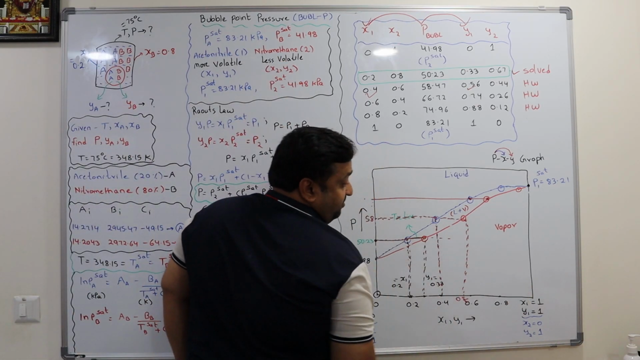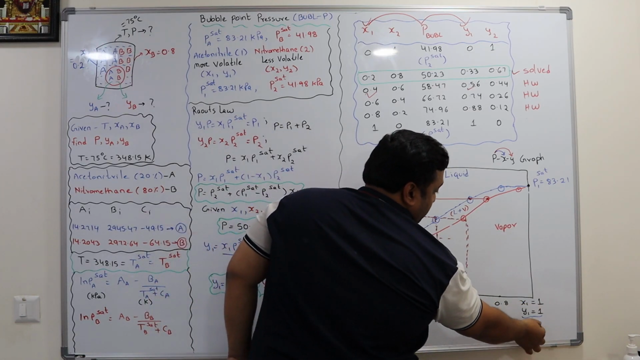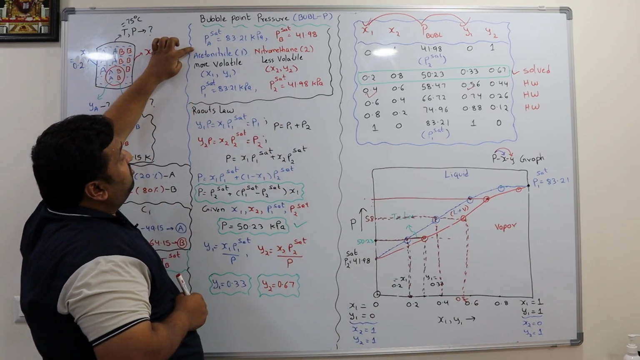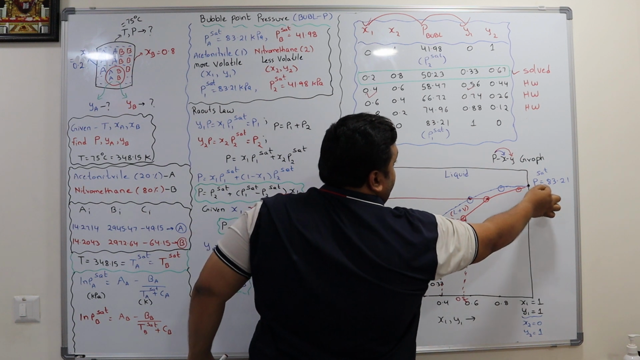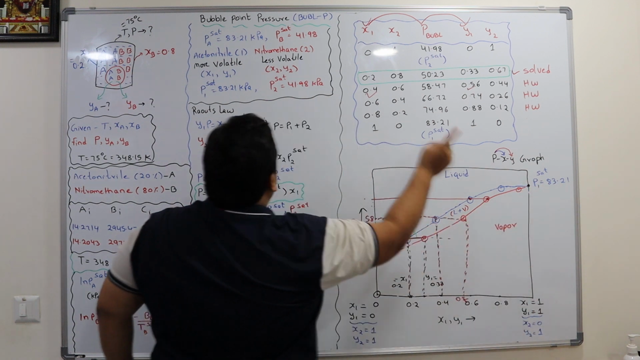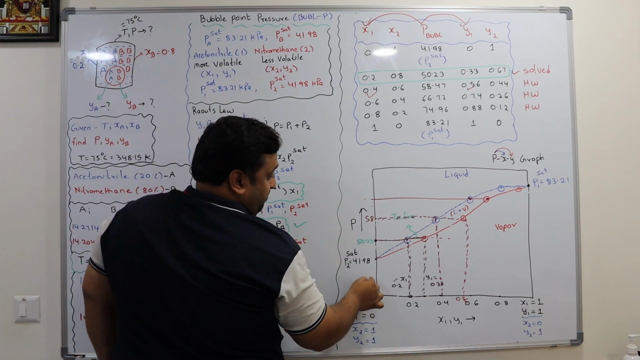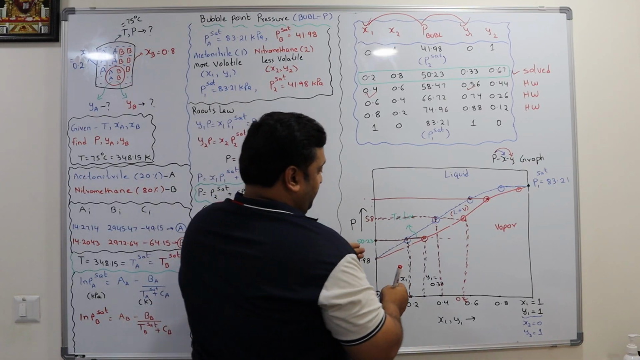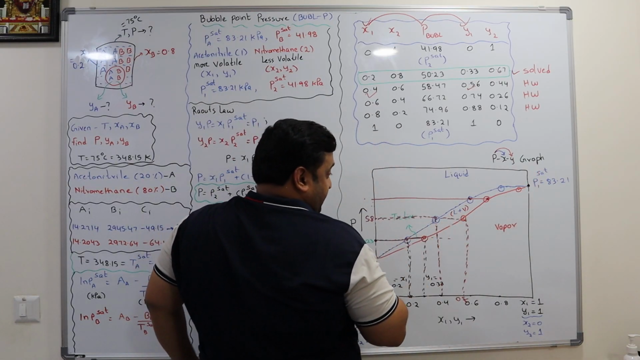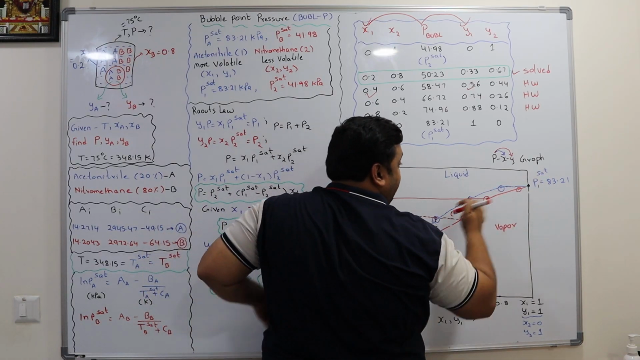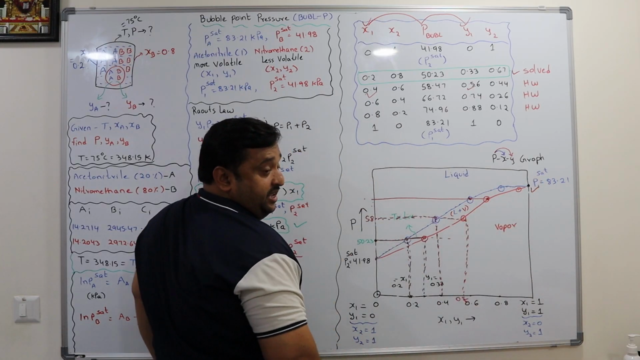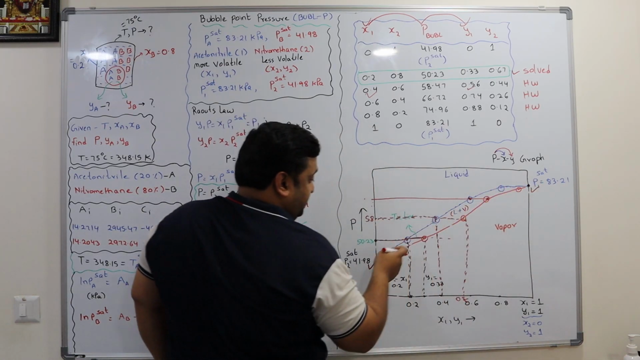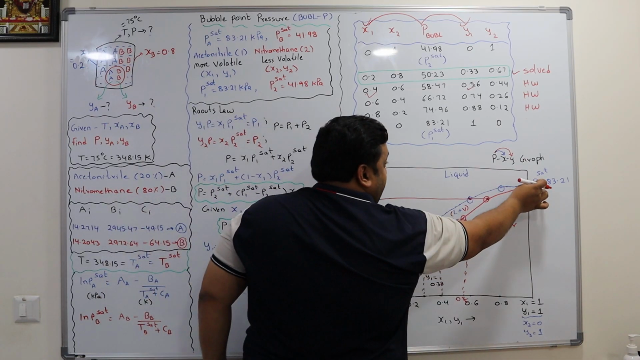On the right extreme side of the graph, x1 equal to 1 means x2 equal to 0. What is x1 equal to 1? 100%. Okay, x1 is denoting acetonitrile. That means the pressure here, 83.21, is for the pure acetonitrile. This is for the pure nitromethane, this point. And you can observe every other point lies between the pure acetonitrile and pure nitromethane. You can see the bounds for this graph are pure nitromethane and pure acetonitrile.